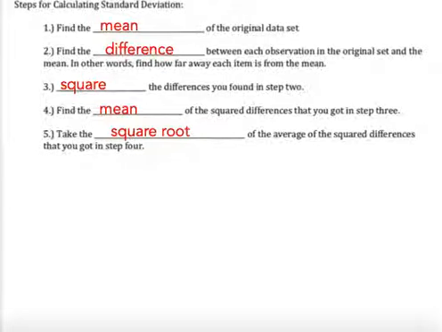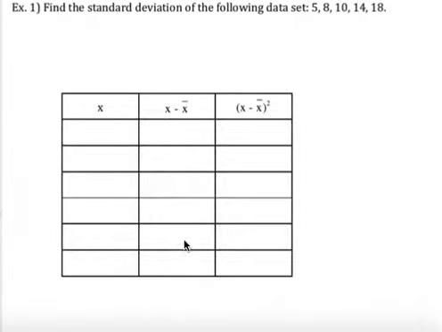And like I mentioned, we're going to use a table to organize our data. Okay, so here we go. With your calculator, the very first step is to find the mean. So you have your data set: 5, 8, 10, 14, and 18. The mean is when we add these numbers up and divide by how many we have. So I would list each number in the first column.